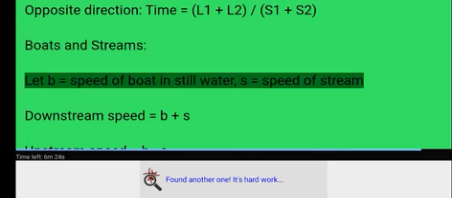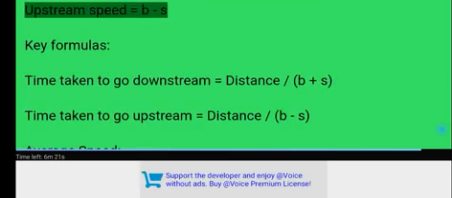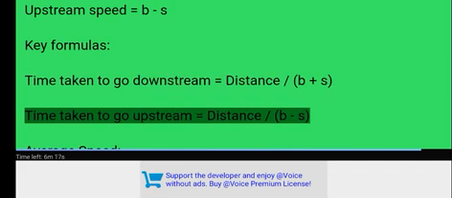Boats and streams. Let B equal the speed of the boat in still water, and S the speed of the stream. Downstream speed equals B plus S. Upstream speed equals B minus S. Key formulas: time taken to go downstream equals distance over (B plus S), and time taken to go upstream equals distance over (B minus S).